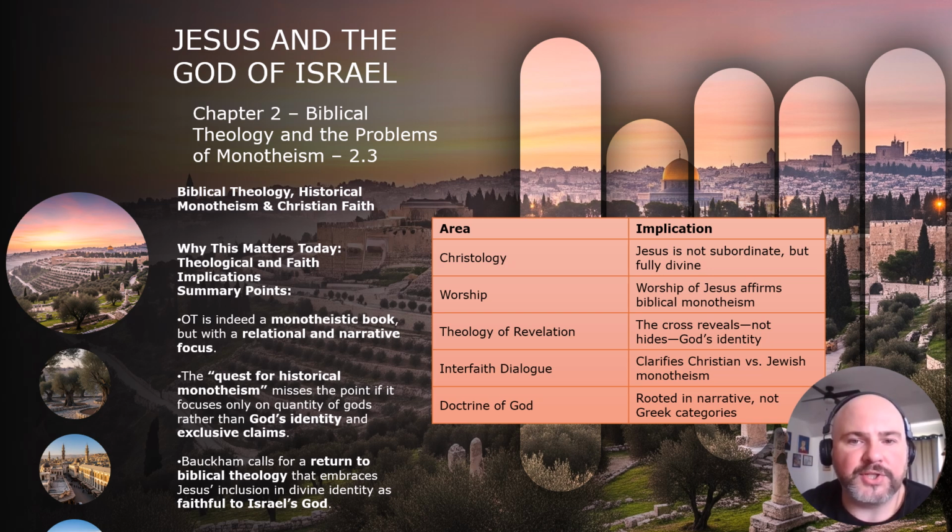In Christology, Jesus is understood not as subordinate to God, but as fully divine. In worship, honoring Jesus is not idolatrous, it aligns with biblical monotheism. In revelation, the cross is not a problem to solve, but a window into the very nature of God. In interfaith dialogue, this approach clarifies how Christianity differs from yet remains rooted in Jewish faith. In the doctrine of God, we're encouraged to base our understanding not on Greek metaphysics, but on the biblical story.